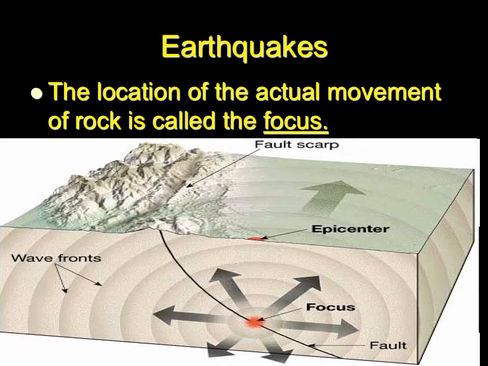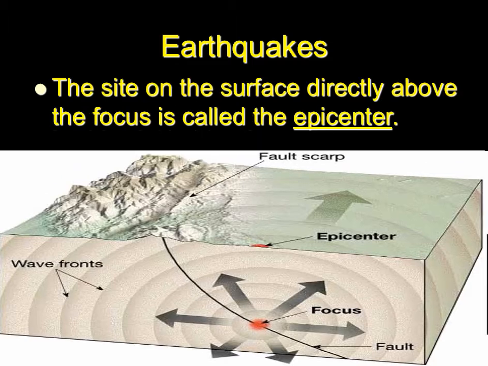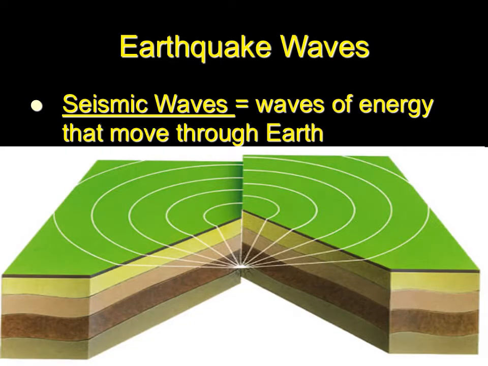A couple things about earthquakes. The location of the actual movement of rock is called the focus. So the focus is underground, under the surface of the Earth, where the rock actually moved. And then the epicenter is directly above the focus, on the surface of the Earth. Again, the focus is where the rocks moved. The epicenter is basically where your earthquake is happening on the surface.